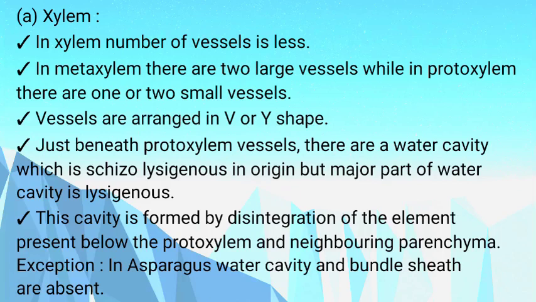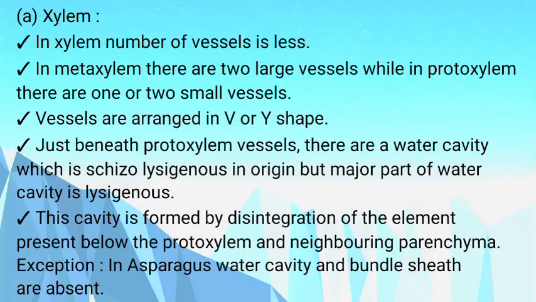Xylem. In xylem, the number of vessels is very less. In metaxylem, there are two large xylem vessels present, while in protoxylem, there are only one or two small xylem vessels present. Xylem vessels are arranged in V or Y shape in vascular bundles.